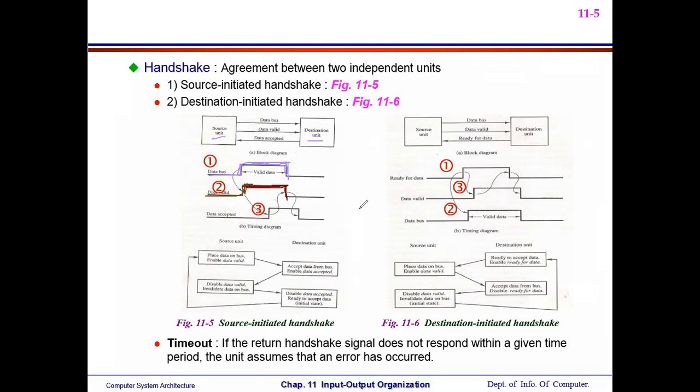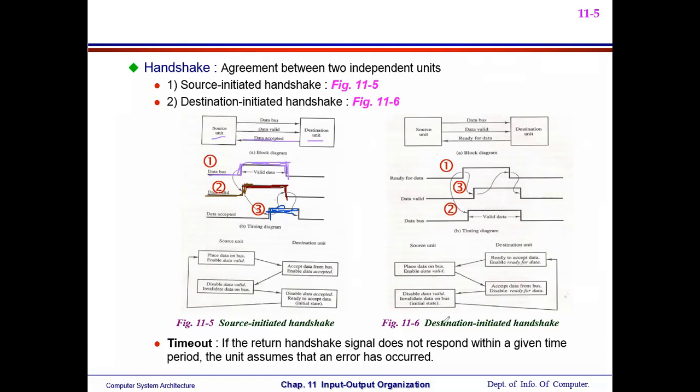But what is the third step? After receiving the entire data from the source, the destination has to acknowledge to the source that it received the entire data. Understand? For that, it activates a signal called data accepted. See, this data accepted is activated after the data is transferred, at the ending point. So the destination is sending information to the source.